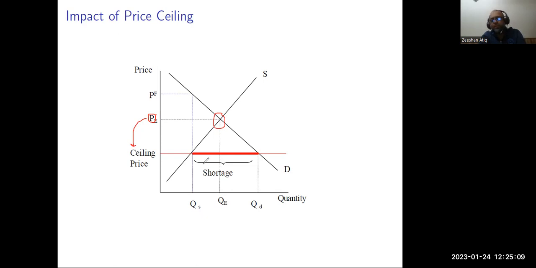What should happen with this shortage? This shortage creates queues. This shortage causes a lot of trouble to the people. They are not able to get what they want. They have to stand in the queues. They have to stand and wait in the queues for hours. That costs them a very high opportunity cost.